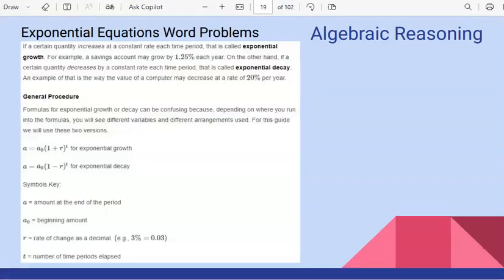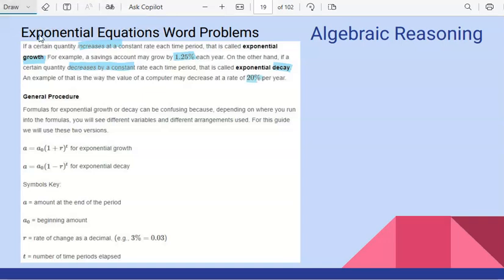Exponential equations, word problems. If a certain quantity increases at a constant rate each time period, that is called exponential growth. For example, a savings account may grow by 1.25% each year. On the other hand, if a certain quantity decreases by a constant rate each time period, that is called exponential decay. An example of that is the way the value of a computer may decrease at a rate of 20% per year.